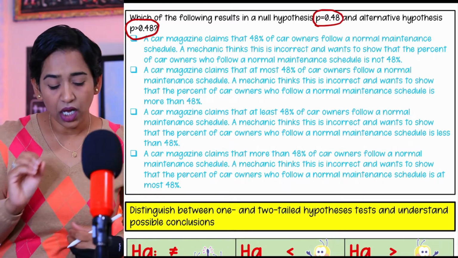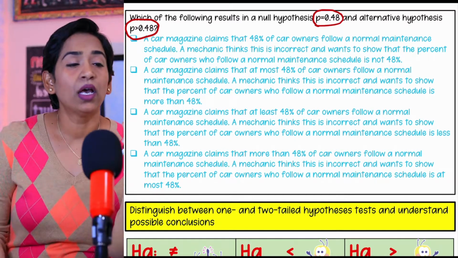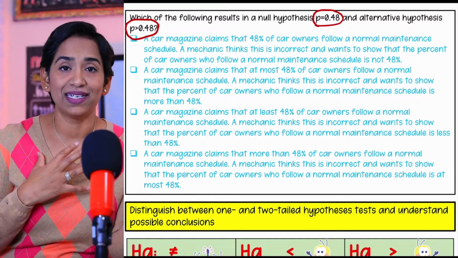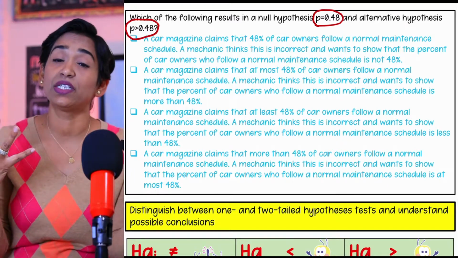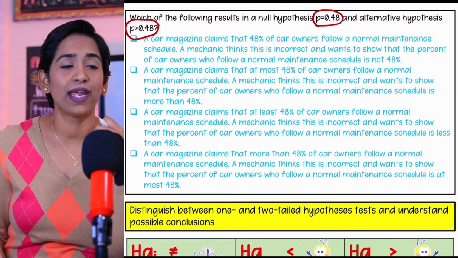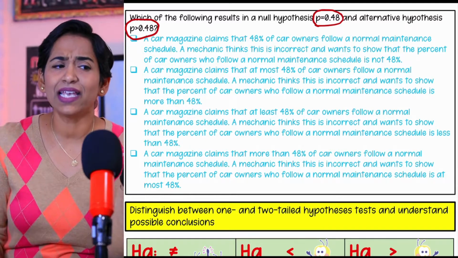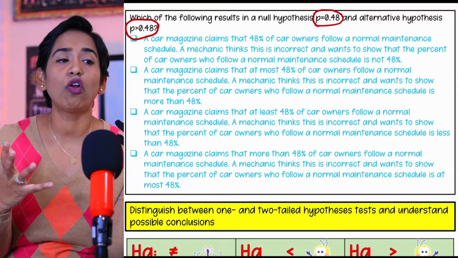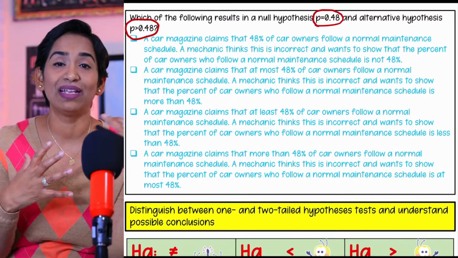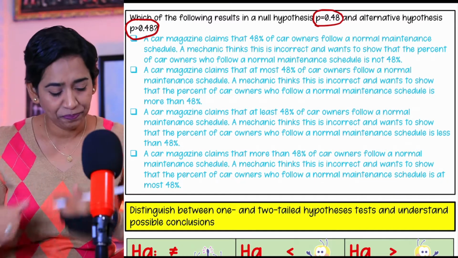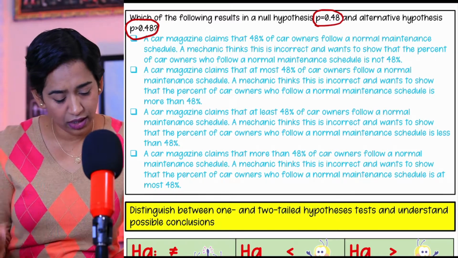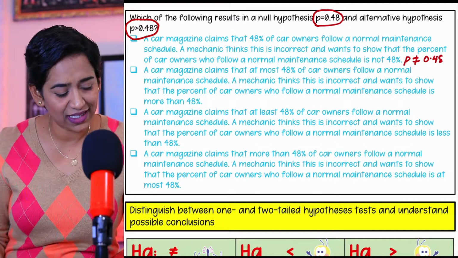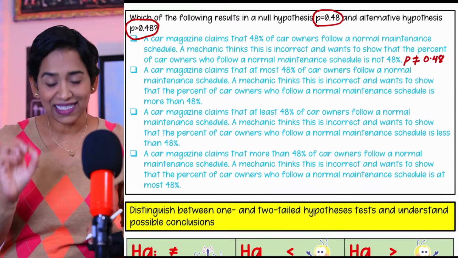Let's go ahead. A car magazine claims that 48% of the car owners follow a normal maintenance. So they're claiming 48% of them. That means it's equal to 48. A mechanic thinks this is incorrect and wants to show that the percentage of car owners who follow a normal maintenance schedule is not 48. So here P is not 48. Okay, that's what I know. Let's look at the next one.